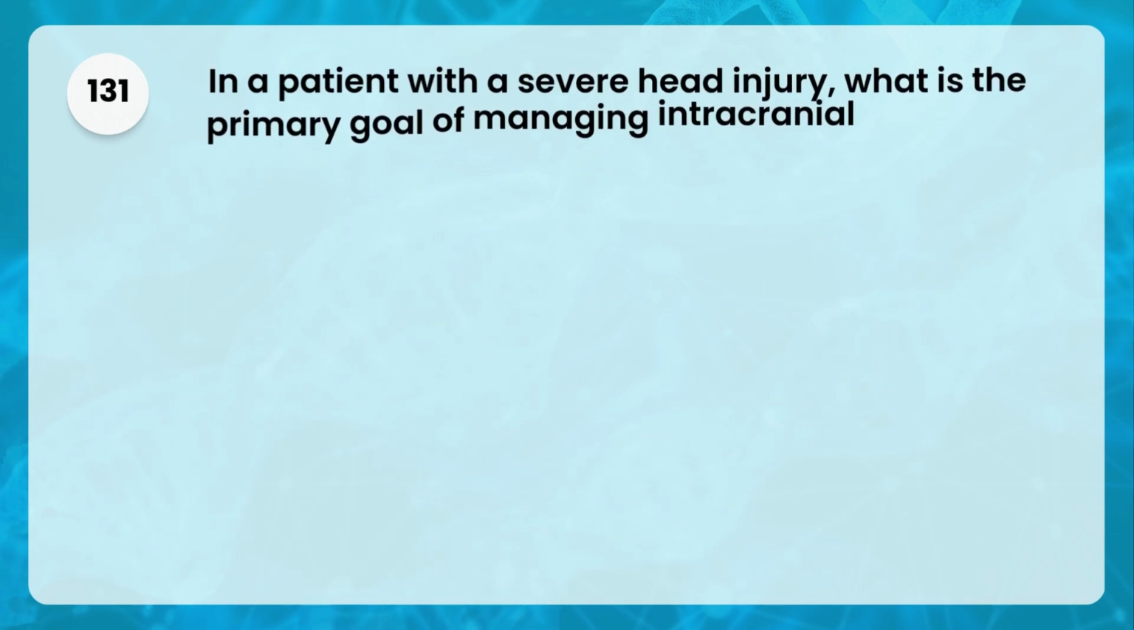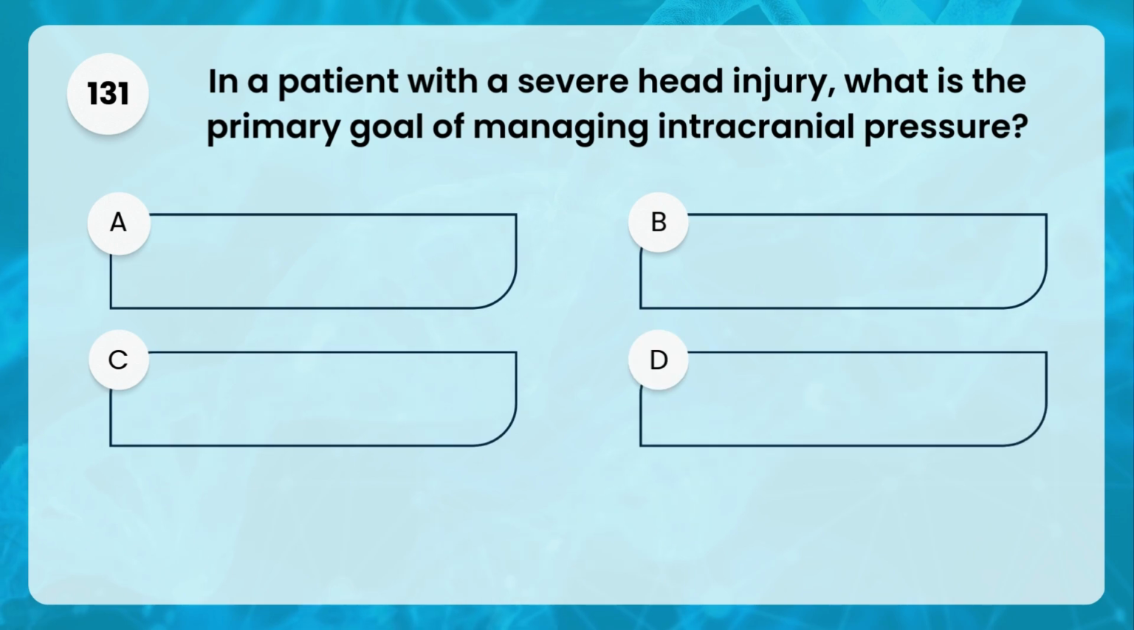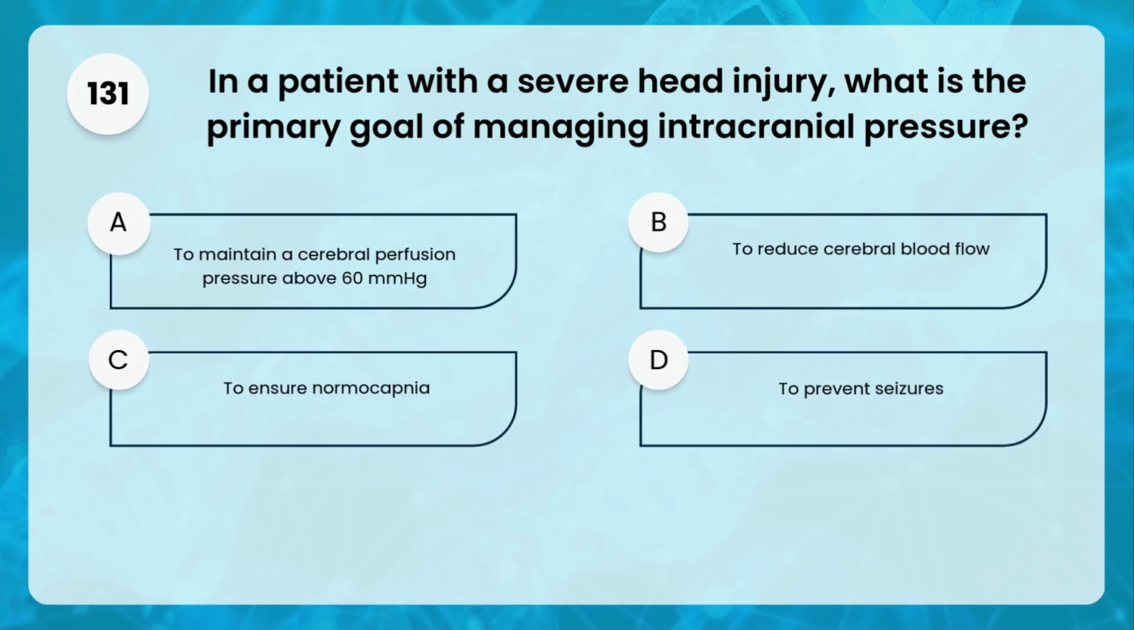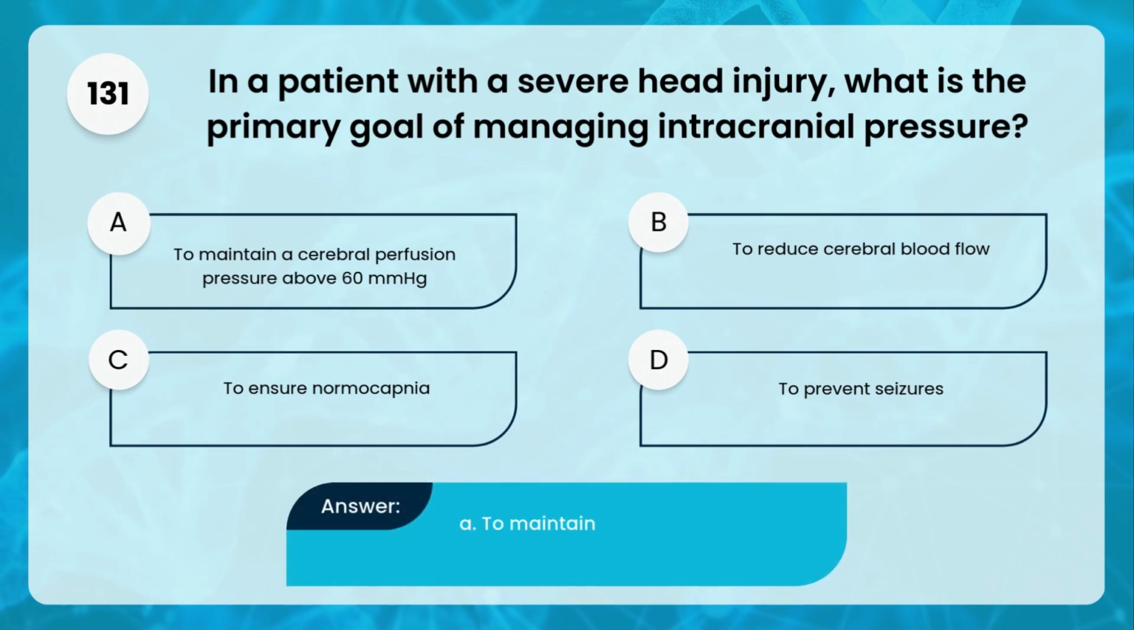131. In a patient with a severe head injury, what is the primary goal of managing intracranial pressure? A. To maintain a cerebral perfusion pressure above 60 millimeters mercury. B. To reduce cerebral blood flow. C. To ensure normocapnia. Or D. To prevent seizures. The answer is A. To maintain a cerebral perfusion pressure above 60 millimeters mercury.